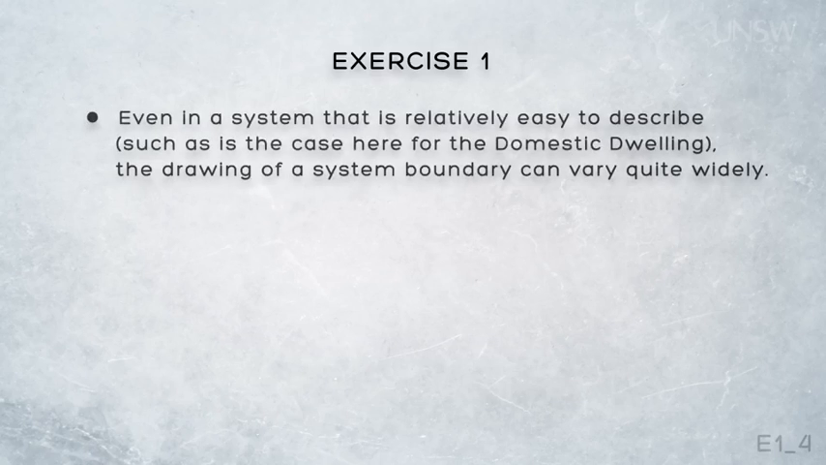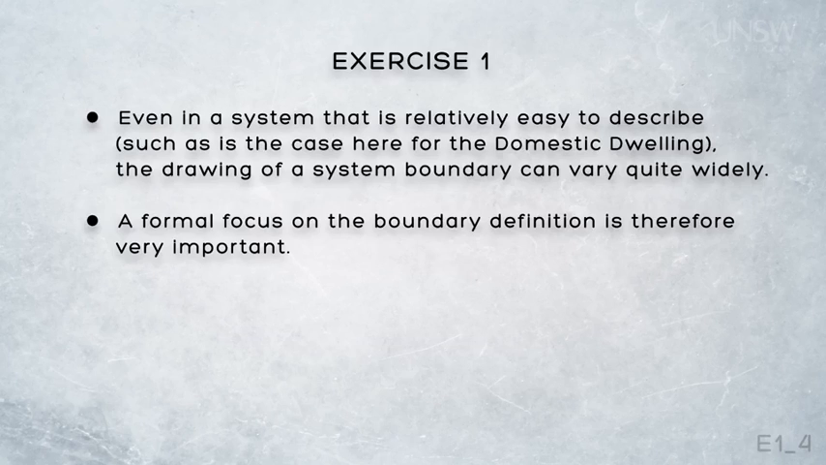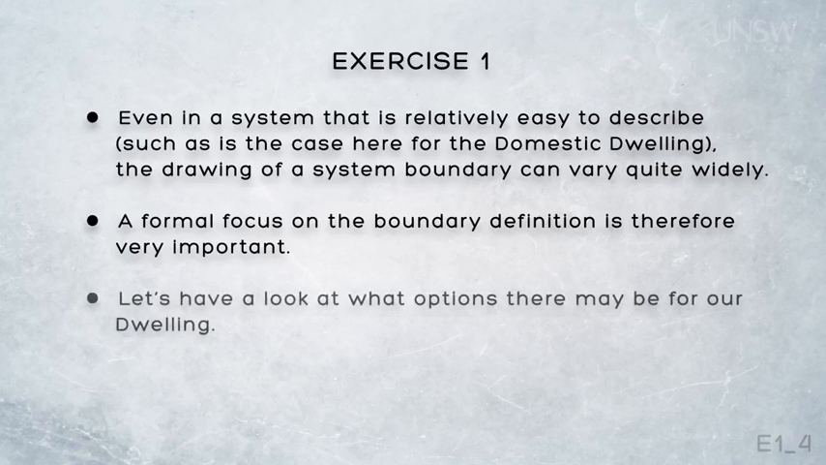While a boundary is important, even in a system that's relatively easy to describe, such as the case in a domestic dwelling, the definition of the system boundary can vary quite widely. Now, that isn't necessarily a bad thing. It forces us to be precise, to be very certain as to what is part of the system and what is not. So a formal focus on the boundary definition is always important in any system. Let's have a look at what options there might be for our dwelling.